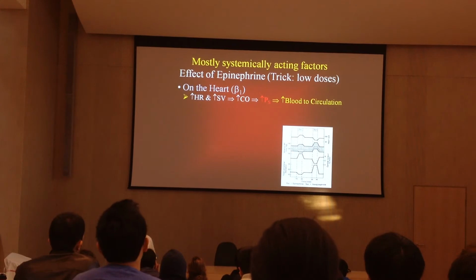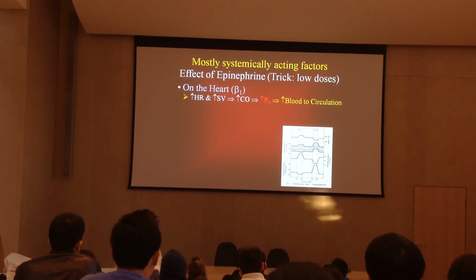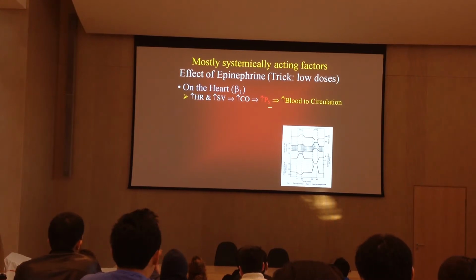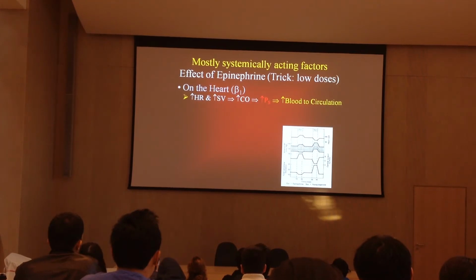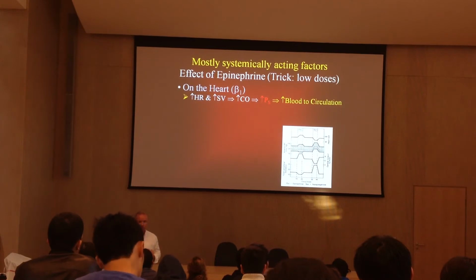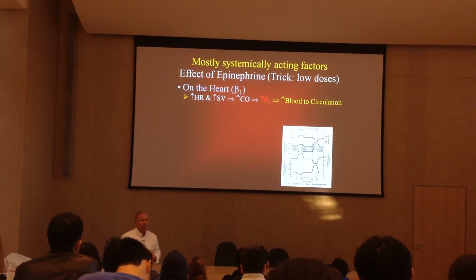But one thing is surely there. If more blood goes from the left ventricle to the arterial system, we have one pressure that is surely increased, and that is the systolic pressure. Systolic pressure is the maximum pressure that we can find in the arterial system during the duration of systole. It is defined by the amount of blood that enters into the arterial system.